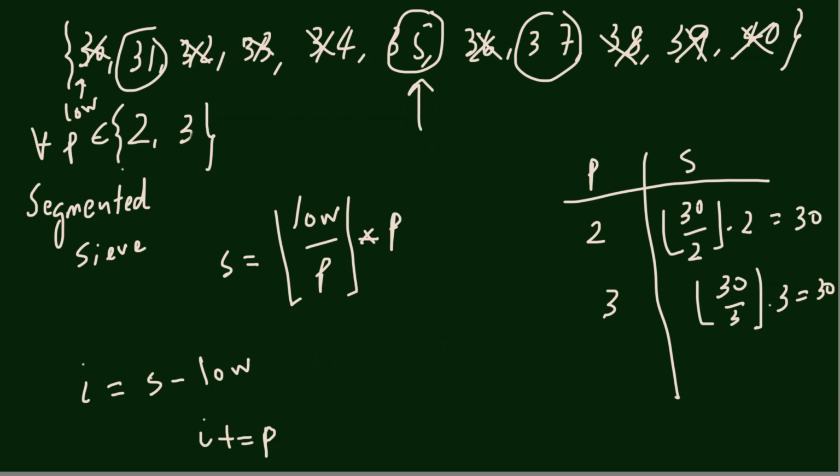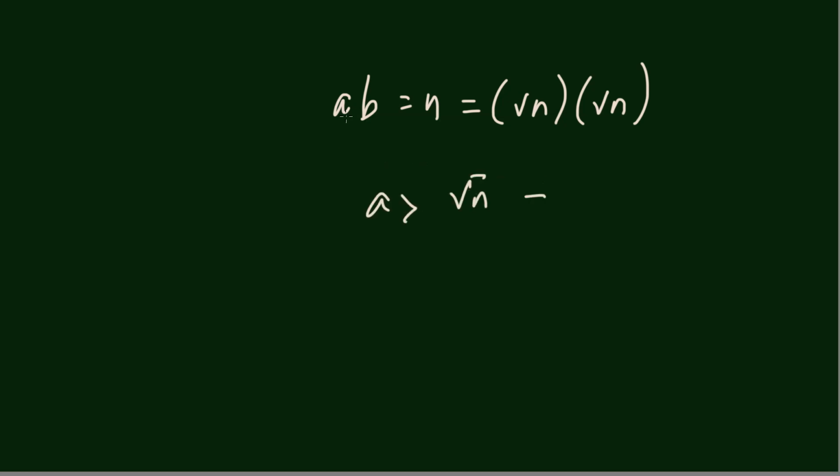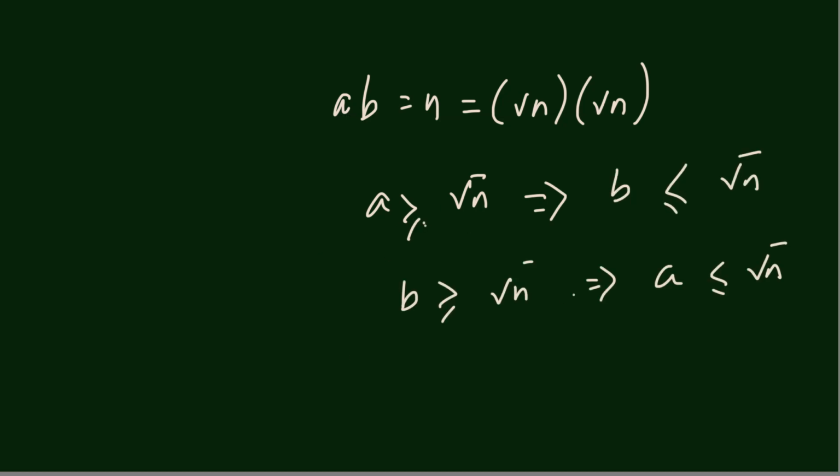So to alleviate this, our starting prime number set should consist of all prime numbers which could be factors of any number in our query set. If we take a look at the factors of any number, let's say AB is equal to n, we can write n as square root of n times square root of n. So you can see that at any moment, if a is greater than square root of n, this implies that b has to be less than square root of n. So at any moment, one of the factors of n is always less than square root of n.